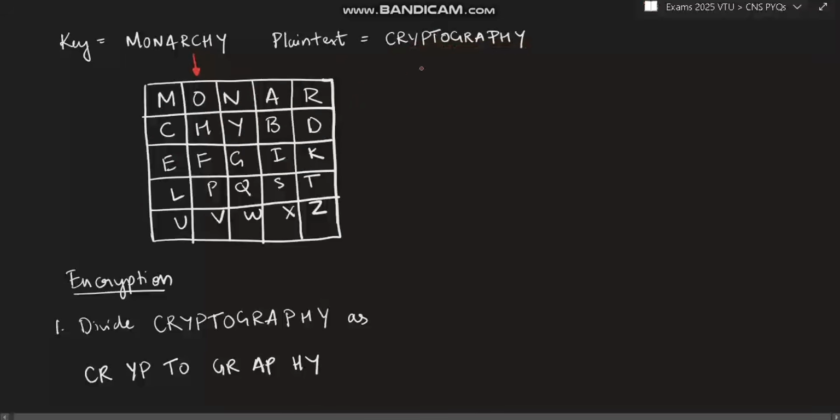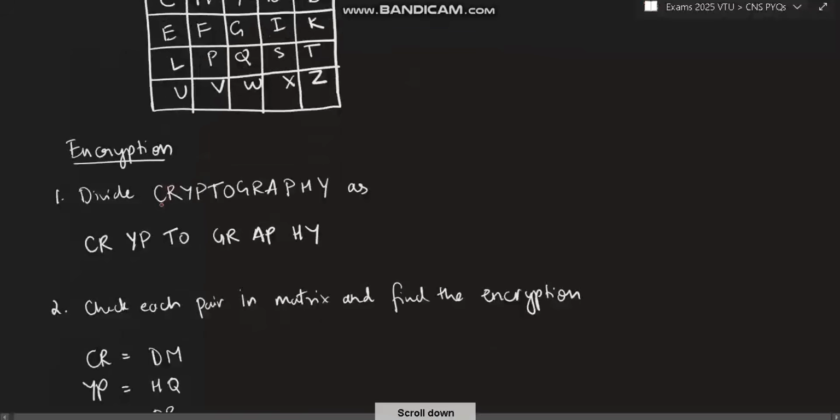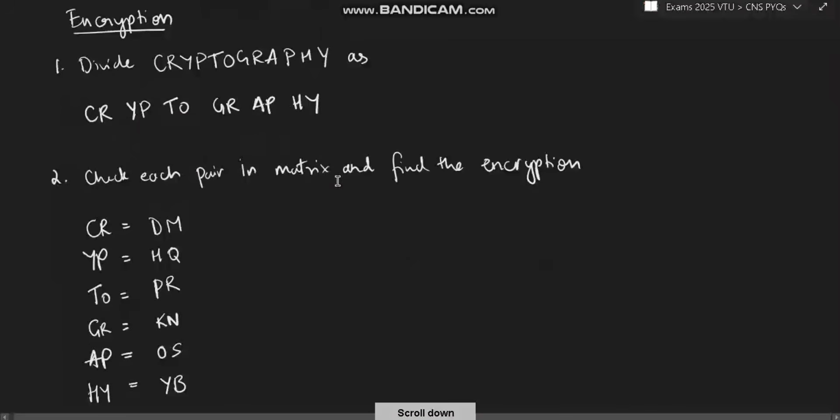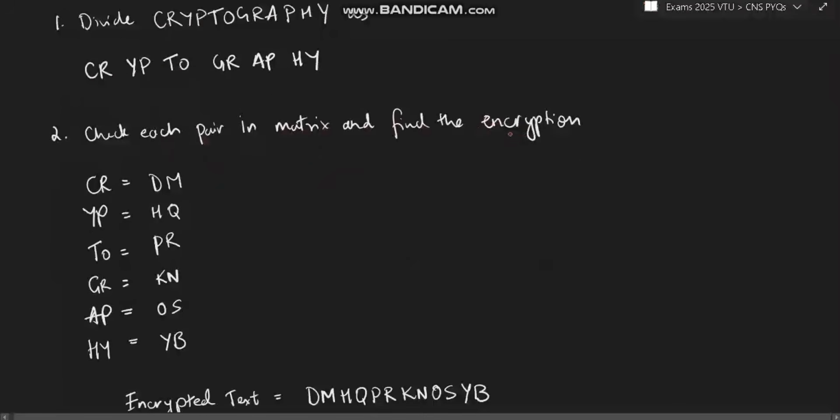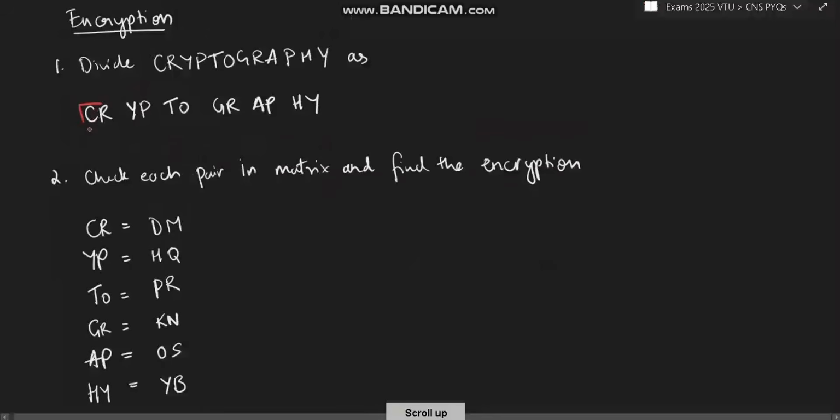Now, how do you encrypt it? The first thing is you will be dividing into a pair of two letters. CRYPTOGRAPHY. You will be dividing it. After dividing, you will be checking each pair in the matrix and finding the encryption. Now, you have to find the encryption of this, encryption of this, encryption of this, and for all the other pairs, you have to find the encryption.